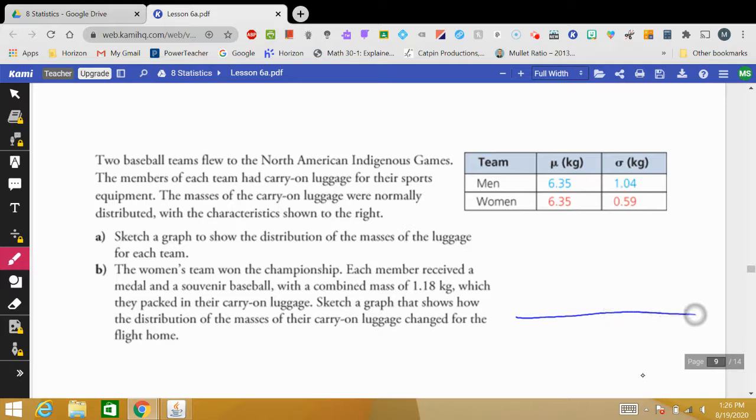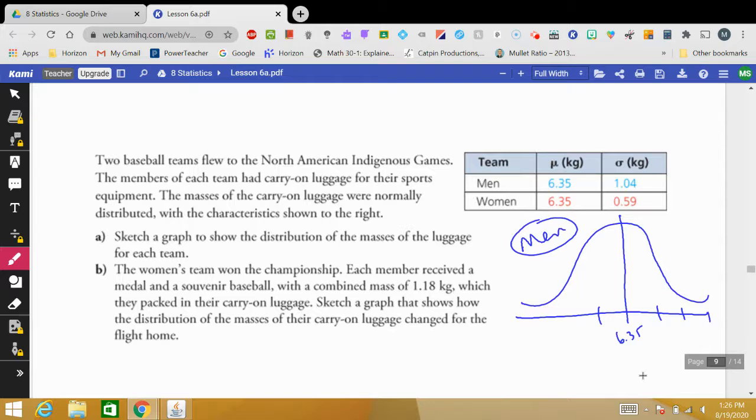Okay, so I'm just going to go like this. I'm going to label this one the men. I'm going to go 6.35 here in the middle, do 3 ticks up, and do 3 ticks down. And then we're going to add 1.04, and we're going to minus 1.04. So again, just use your calculator so you don't have to do it in your head. So you get out 7.39, 8.43, and 9.47.